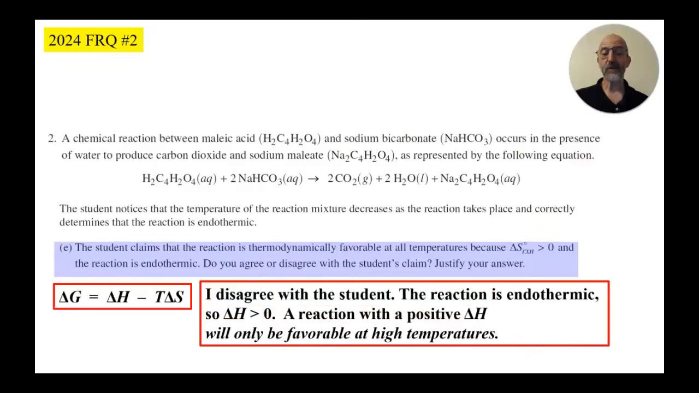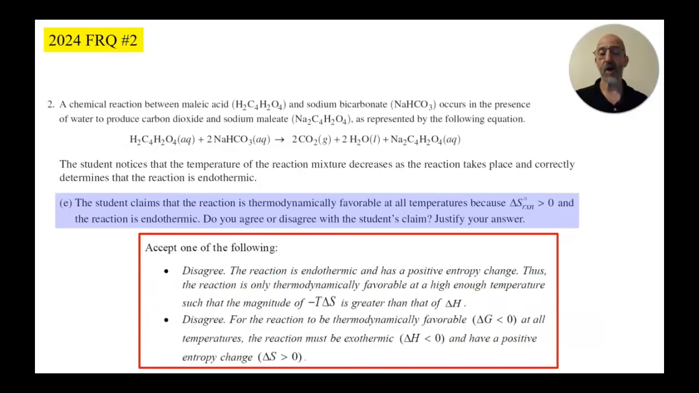So I disagree with the student because they said it was favorable at all temperatures. They said that delta S is positive, but they also said the reaction is endothermic. I disagree because the reaction is endothermic. So delta H is actually positive, and a positive delta H does not support favorability. In fact, a reaction with a positive delta S and a positive delta H will only be favorable at high temperatures, not all temperatures.